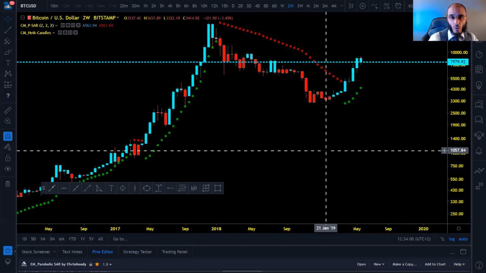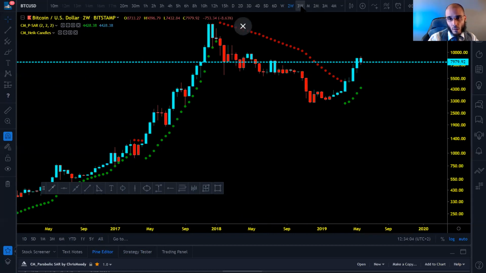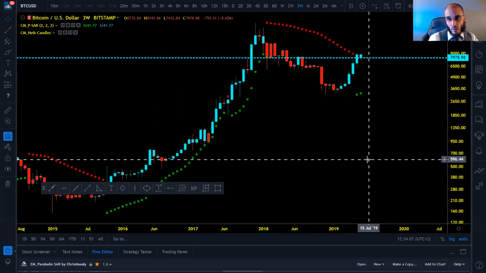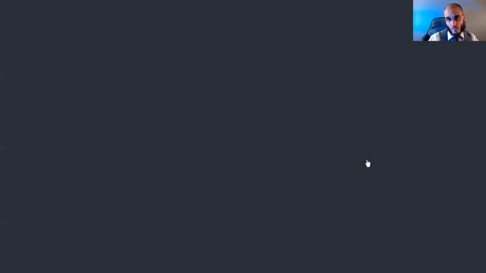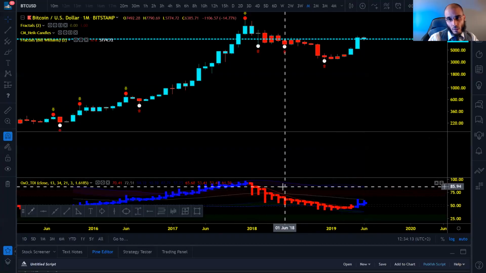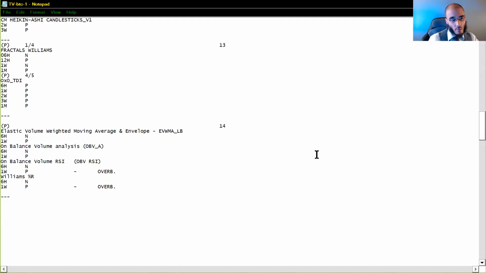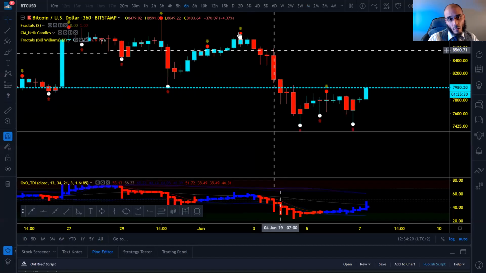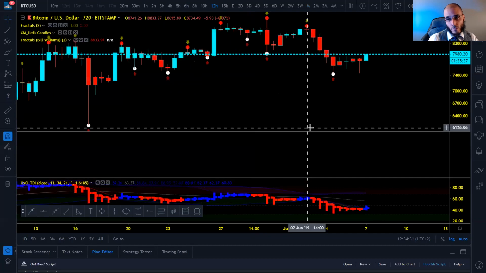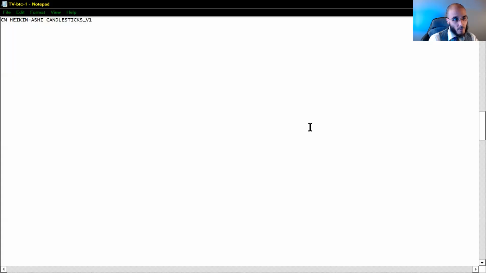Stop in reverse on the 2 week is positive, and the 3 week is positive. That is bullish. Fractal and OXO indicator. So fractal 6 hour is bullish. It's positive, I mean, yes. 12 hour is positive too.